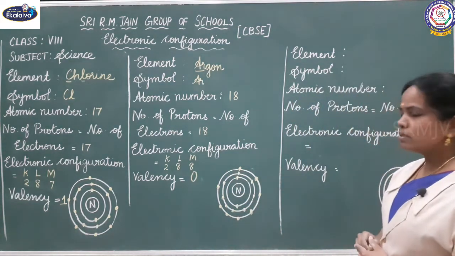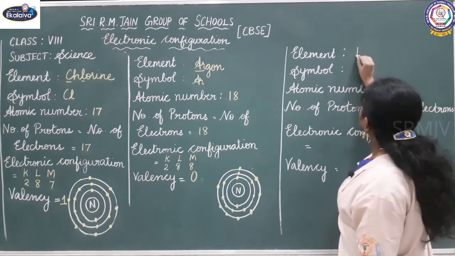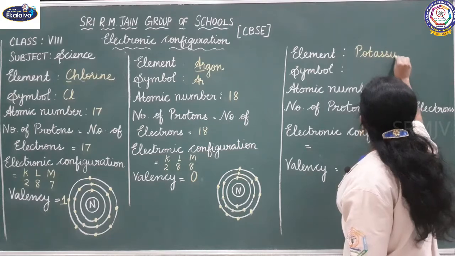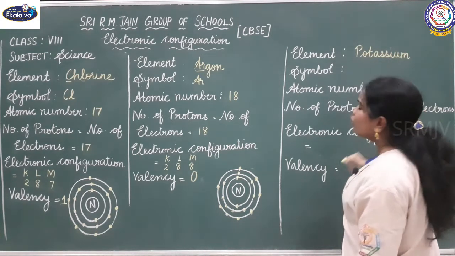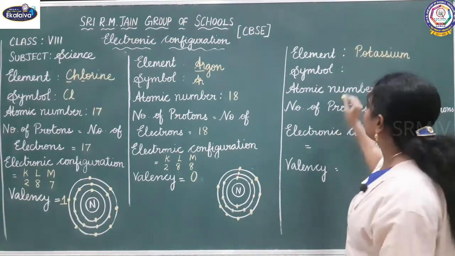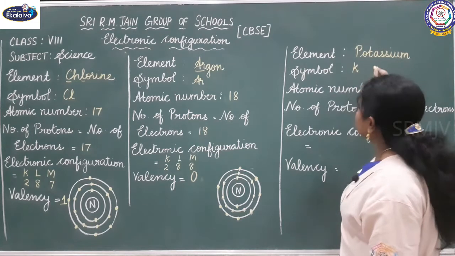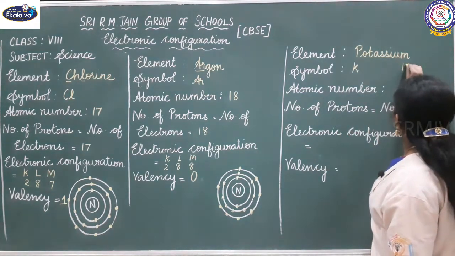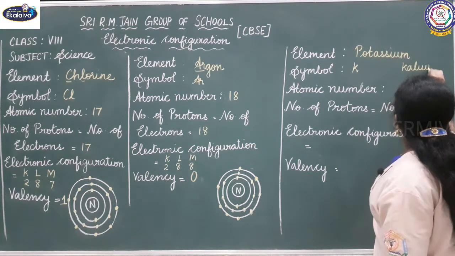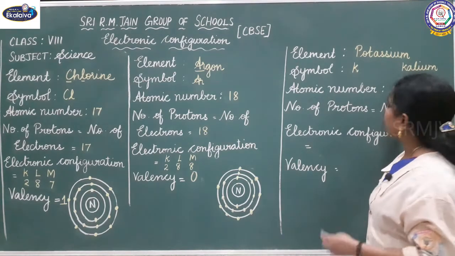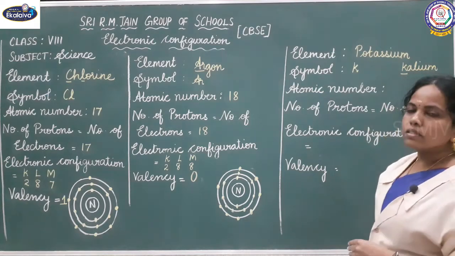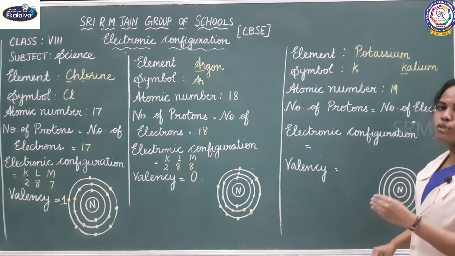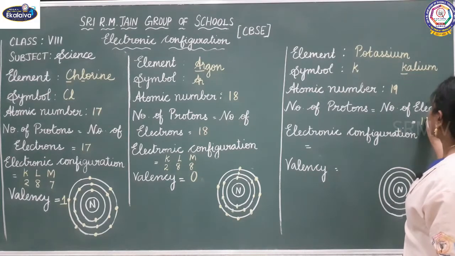Next element is potassium. And the symbol of potassium is K. Because it has derived from its Latin name kalium. So the symbol of potassium is K. And atomic number is 19. Number of protons, which is equal to number of electrons, that is also 19.